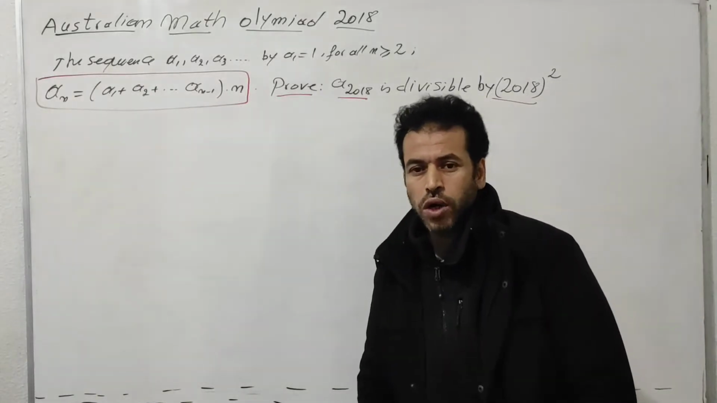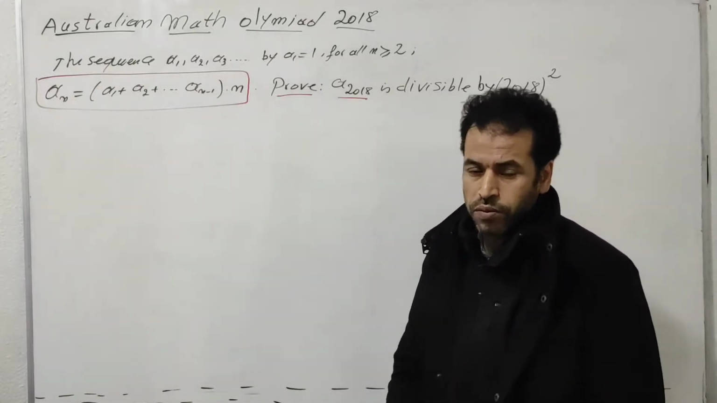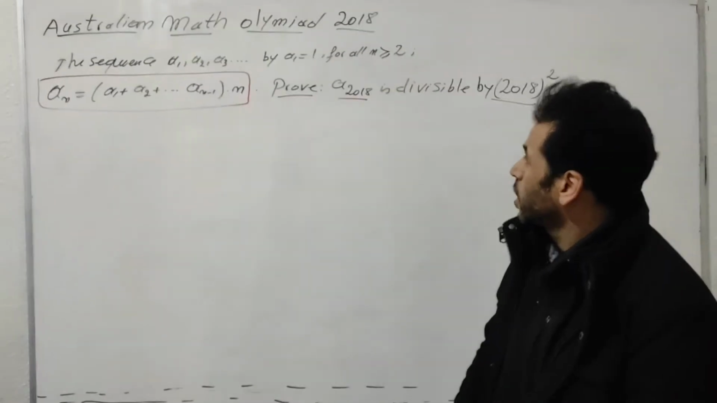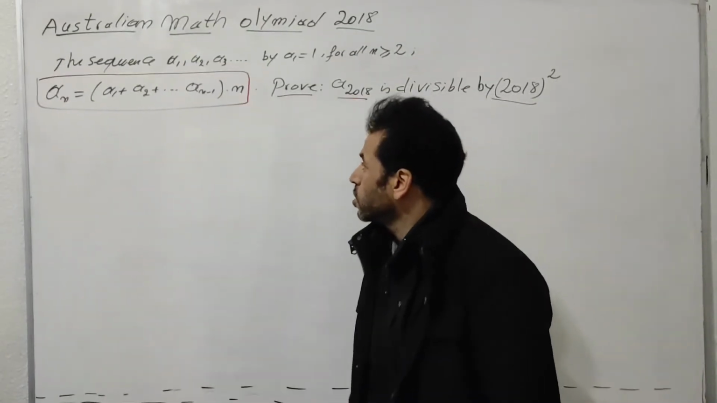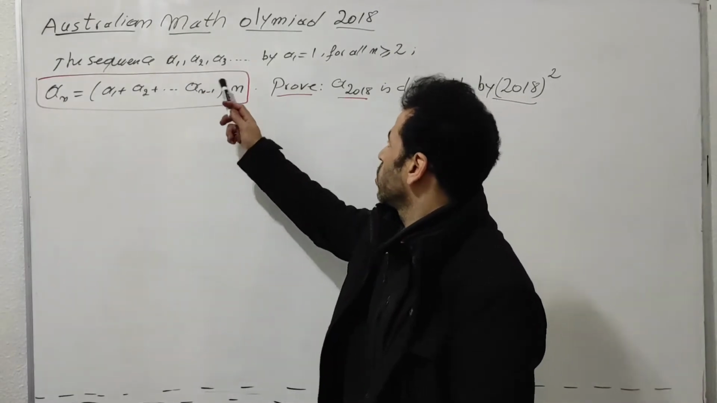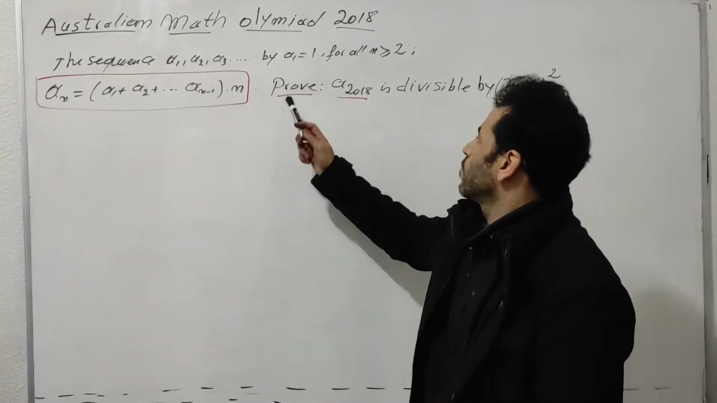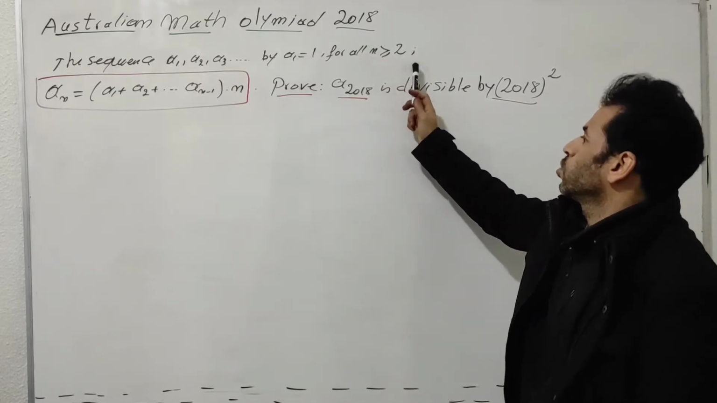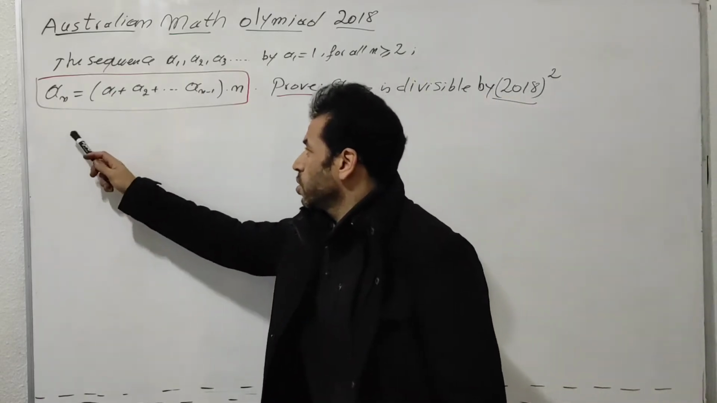Hi, in today's video I would like to share with you a very nice problem from the Australian Mathematical Olympiad, edition 2018. Here is the statement: the sequence a sub 1 through a sub n is defined by a sub 1 equal to 1, and for all integers n greater than or equal to 2, we have this condition as a sequence.